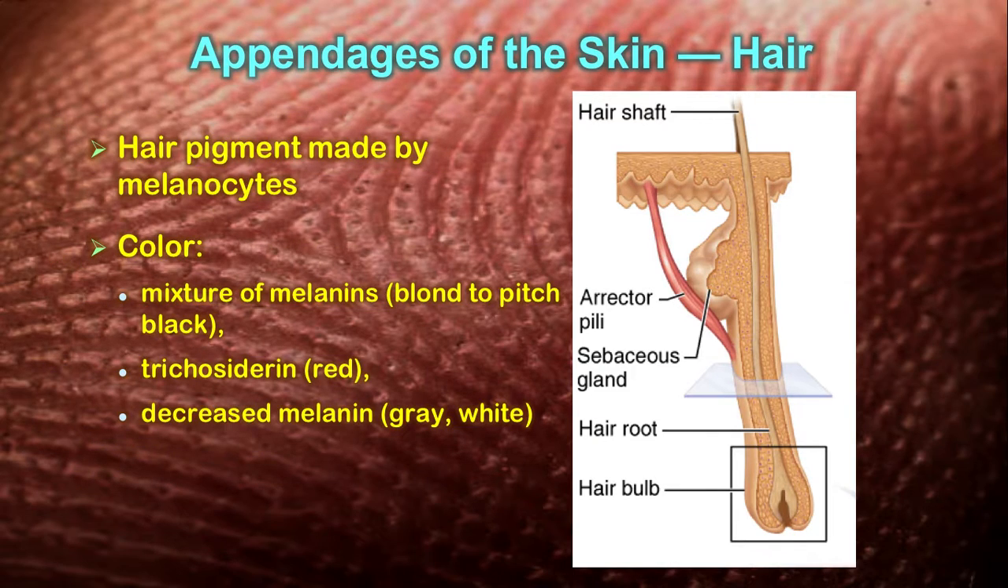Okay. Now, hair pigment is made by melanocytes, which are found down here in the root bulb. Our different colors, mixtures of melanins, can give you a blonde to a black color. Okay, so just a variety of the melanin itself. Red is different. Trichosiderin is the pigment for red. And then as you age and you get older, your cells stop producing as much melanin, and you end up with air bubbles in the cells instead of melanin, which will give you a gray to white color instead.